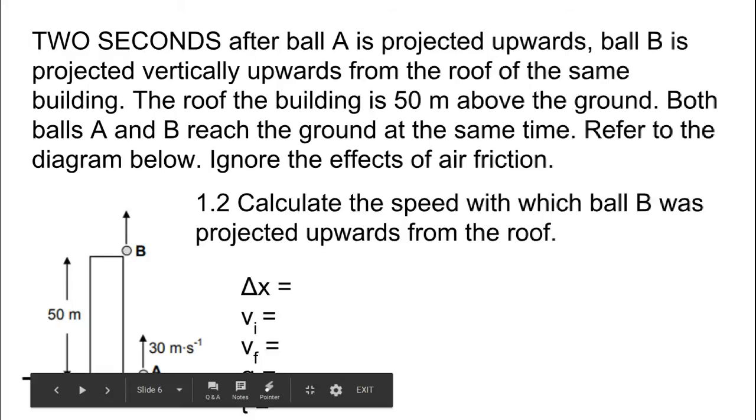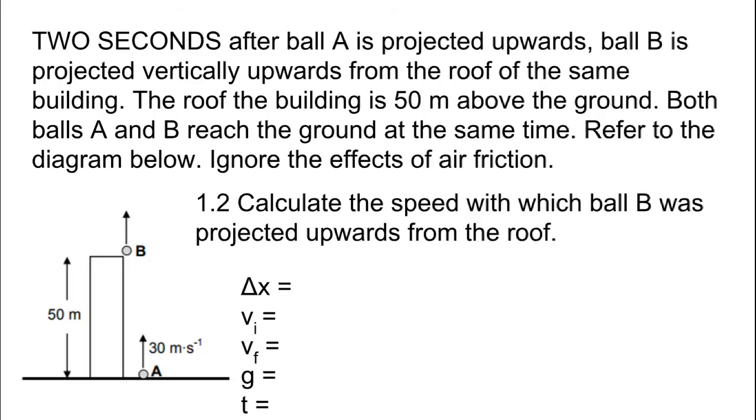First, I write down my values of delta x, vi, vf, g, and t. Then the second step is to choose my direction. Now remember, in number 1, I chose upwards as positive, so I'm going to stick with that. Then I fill in the obvious information that they gave me. The obvious information usually is the information included as numbers inside the text. In this case, they told me the roof of the building is 50 meters above the ground.